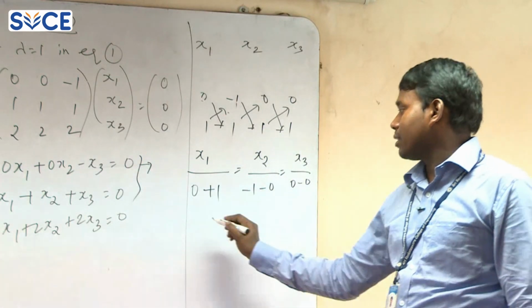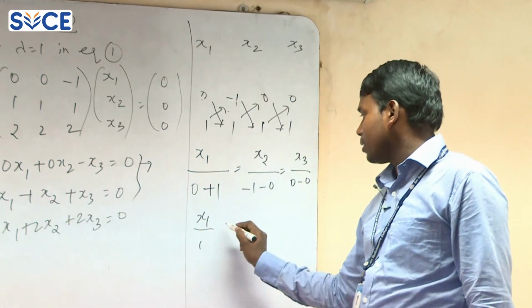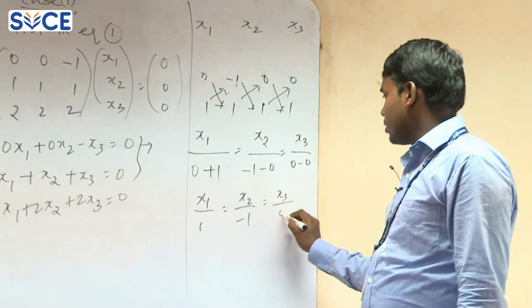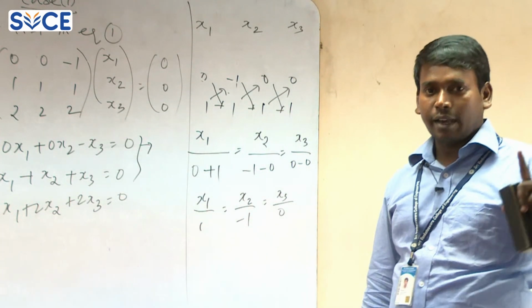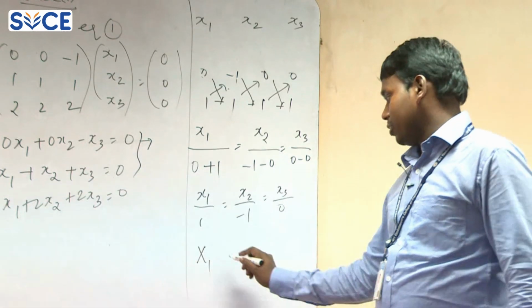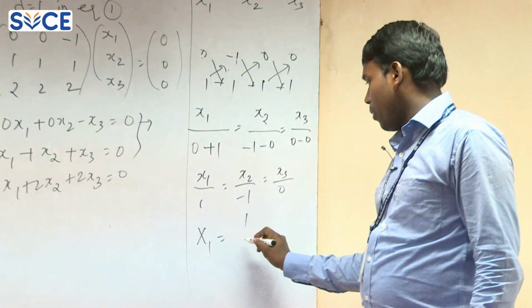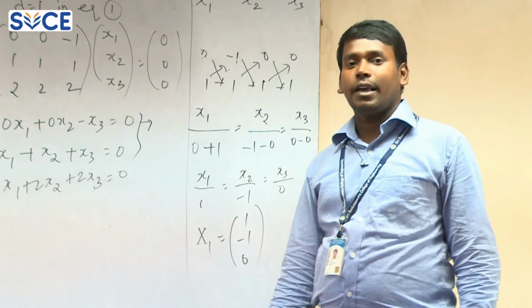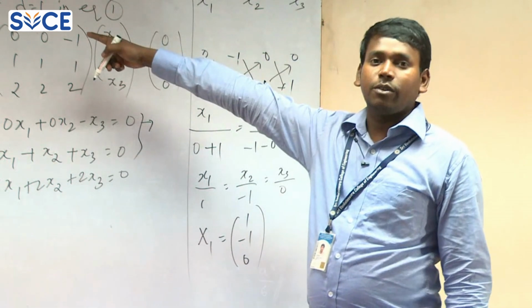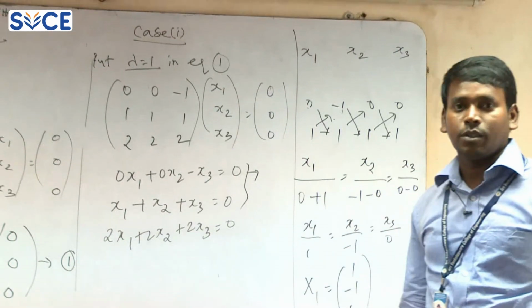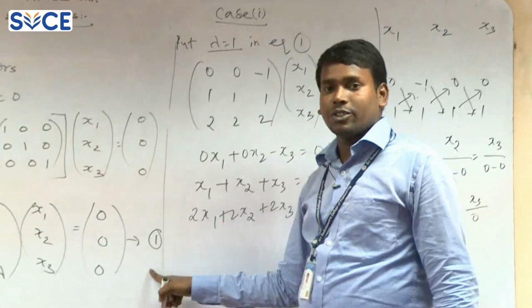So therefore the final answer is x1 divided by 1, x2 divided by minus 1, x3 divided by 0. Therefore, the first eigenvector capital X1 equals 1, minus 1, 0. So this is our first eigenvector for our first eigenvalue, that is lambda equal to 1. This is our main equation, equation number 1.